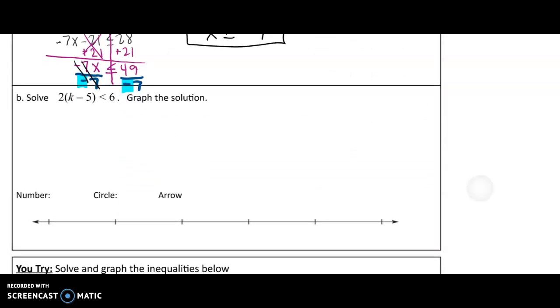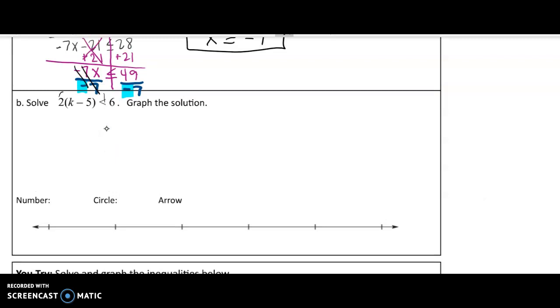All right, so let's solve another one. So I'm going to distribute through the parentheses. 2 times k is 2k. 2 times negative 5 is negative 10, is less than 6. Now I'm going to draw that line down that inequality. I'm subtracting 10, so the opposite is to add 10 to both sides.